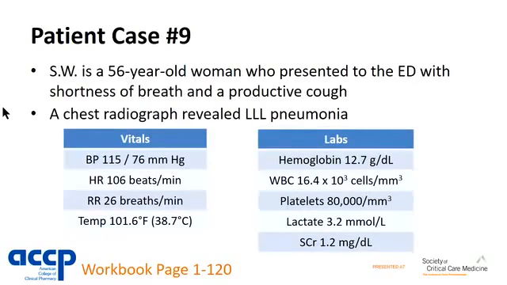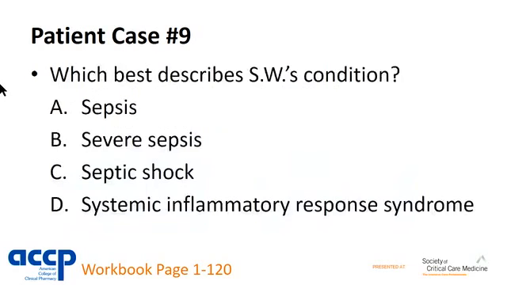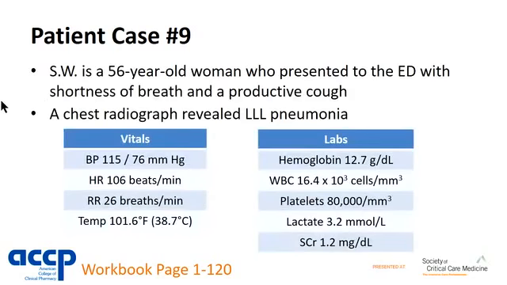This is a patient who presents to the ED with shortness of breath and productive cough. A chest radiograph shows a left lower lobe pneumonia. You can see the patient's vitals are here. Blood pressure systolic of 115, heart rate above 100, respiratory rate of 26, and febrile. Labs are also listed here: hemoglobin, white count, platelets, lactate, and serum creatinine. And so which of the following conditions best describes the patient's condition? And I'll show you the case again to make that determination.